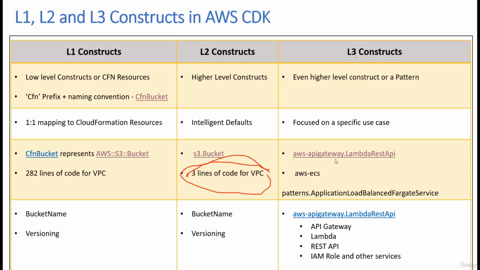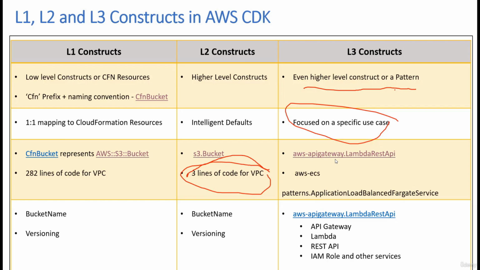Now we have the L3 constructs. They are even higher-level constructs, sometimes called patterns. They are very focused on specific use cases. What most organizations do, once they are doing a large-scale migration, is define a certain set of predefined architecture patterns that they will use for migration or creation of new applications. Some of the common ones: if you're using a microservice architecture pattern, then you're going to create an API Gateway, Lambda, and S3, DynamoDB or RDS. So with an L3 construct, you can create a corresponding construct for the architecture pattern you have.